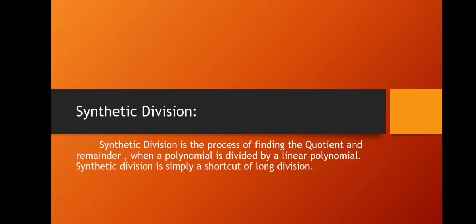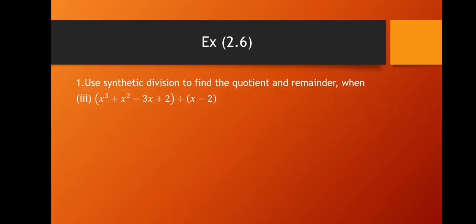So let's discuss synthetic division by the following definition. Synthetic division is the process of finding the quotient and the remainder when a polynomial is divided by a linear polynomial. Synthetic division is simply a shortcut of long division. We are not going to divide the given polynomial by a linear polynomial, but we are going to use synthetic division, which is a new thing for you, to find out the quotient and remainder. So let's start using synthetic division for finding the roots or solving the equations.